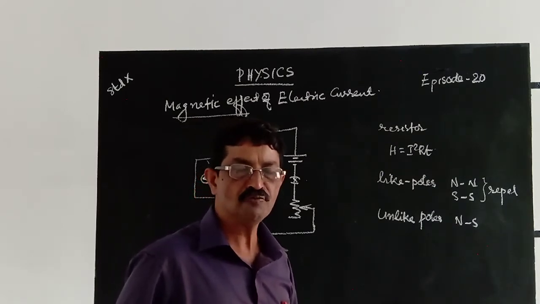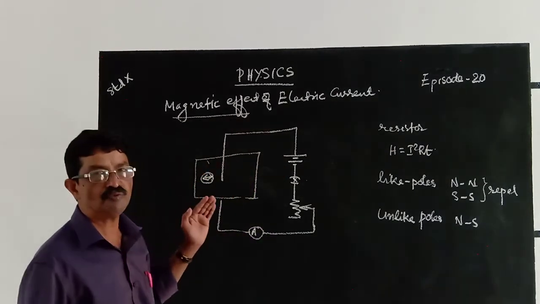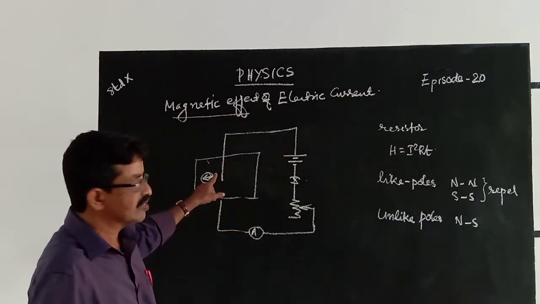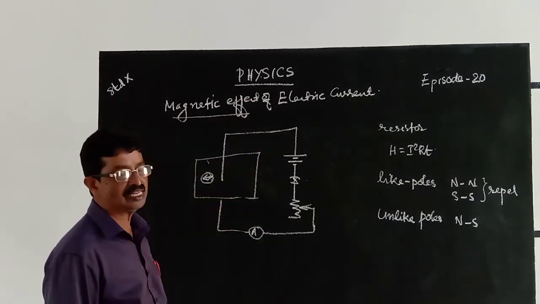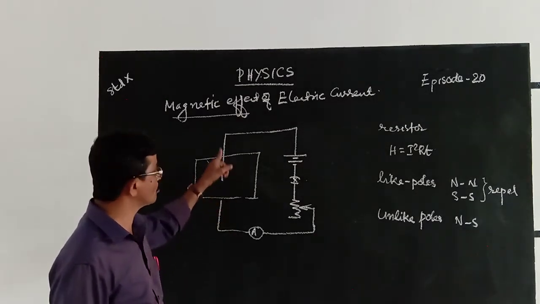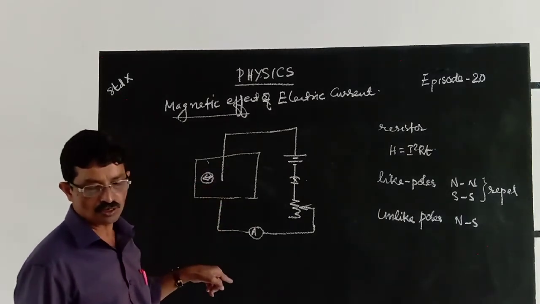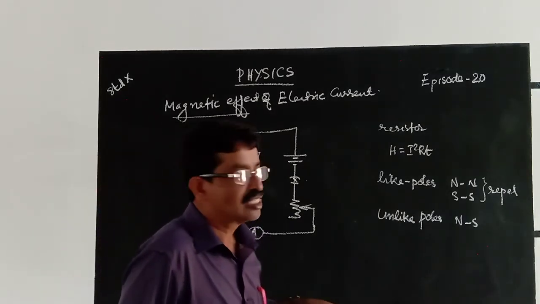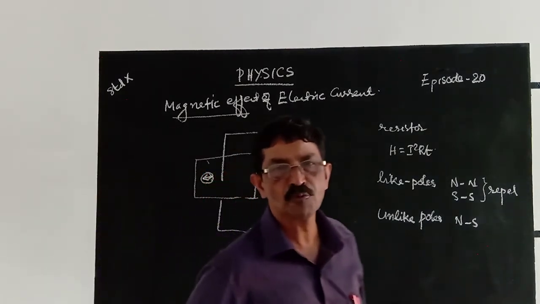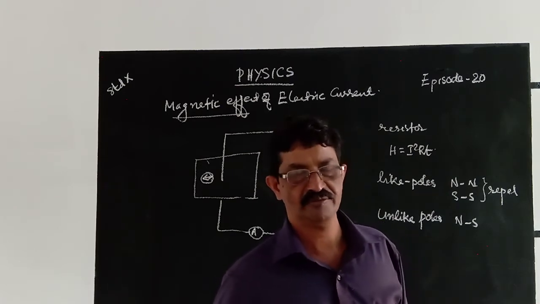From the deflection of the compass, we get the idea that a magnetic field is produced when current flows through this wire or conductor. So a magnetic field is produced around a current carrying conductor.